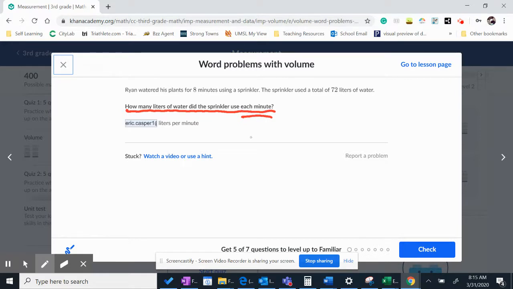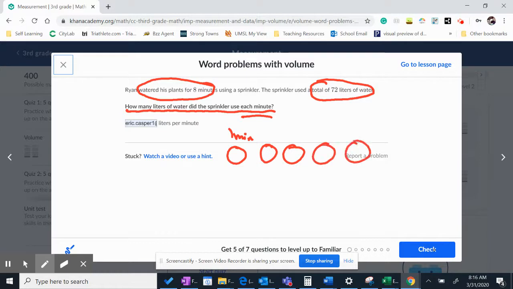Ryan watered his plants for 8 minutes. We need to circle that. Watered plants for 8 minutes. The sprinkler used a total of 72 liters. Sprinkler used a total of 72 liters of water. How many liters of water did the sprinkler use each minute? Okay, so let's start drawing. 8 minutes. Here's 1 minute, 2 minutes, 3 minutes, 4 minutes, 5 minutes, 6 minutes, 7 minutes, 8 minutes.